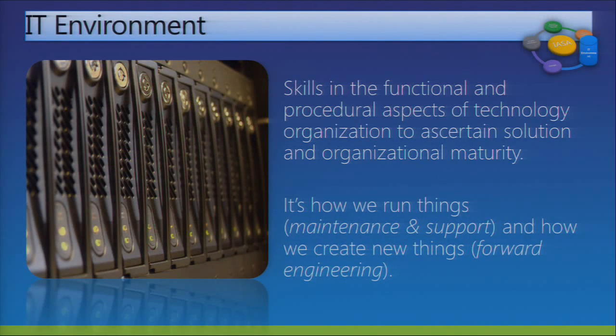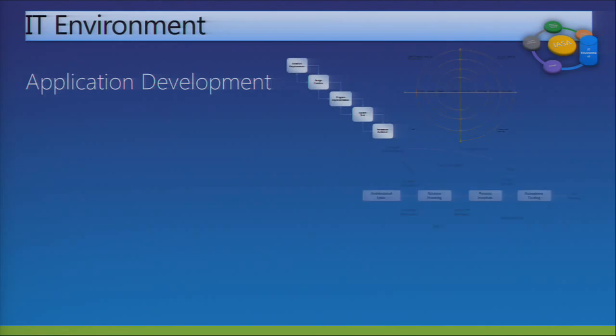It's the skills in the functional and procedural aspects of technology organization to ascertain solution and organizational maturity. That's a nice way of putting it. I like the one on the bottom a little bit better because it gets to the nuts and bolts. It's how we run things, the maintenance and support of things, and it's how we create new things, forward engineering. And IT environment is going to cover various aspects, if you will, of the overall IT world.